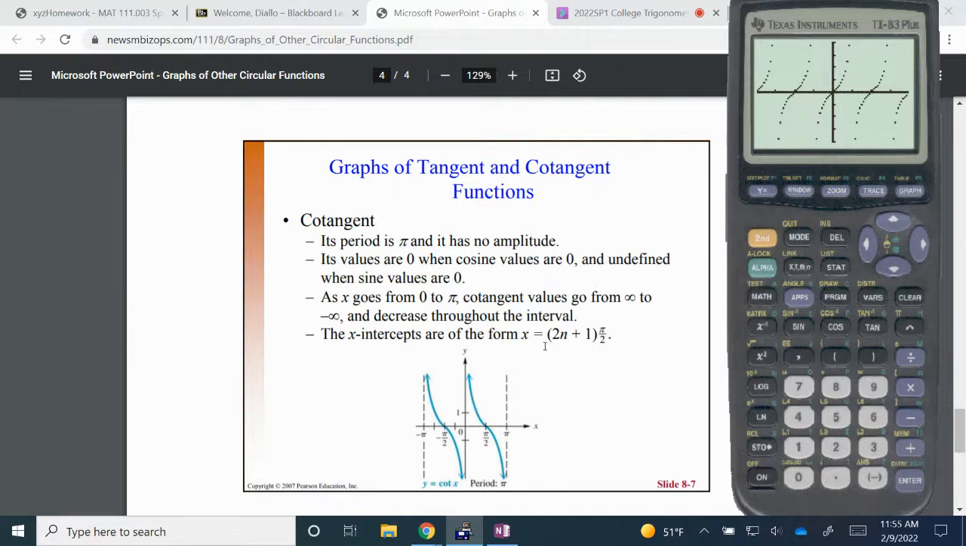The x-intercepts are in the form of 2n plus 1 times pi over 2. Okay, now the x-intercepts aren't important for this course. We won't actually be asked to find those things, but here are the formulas.